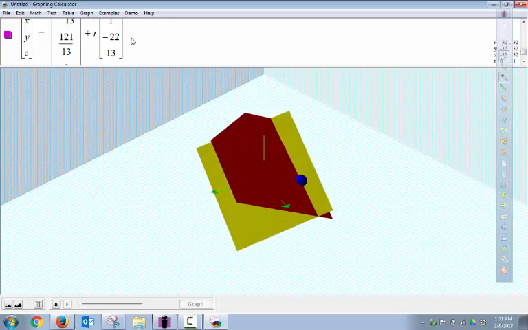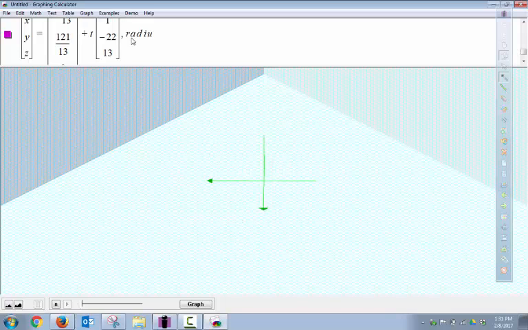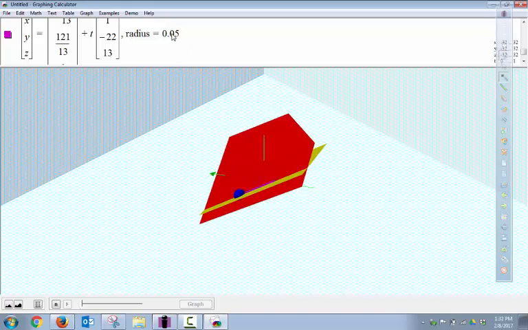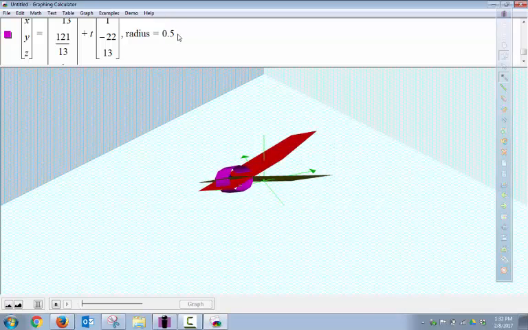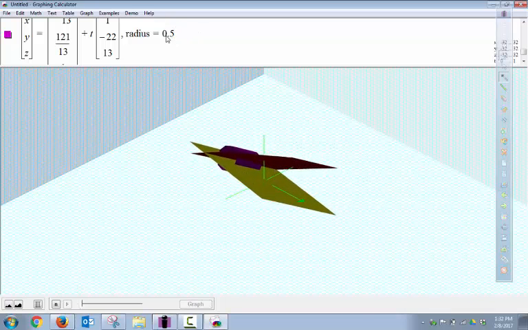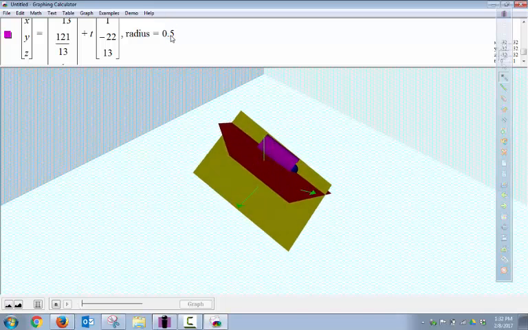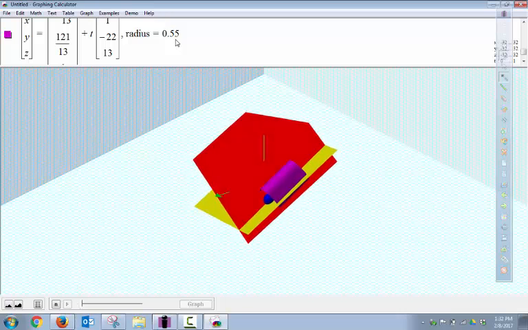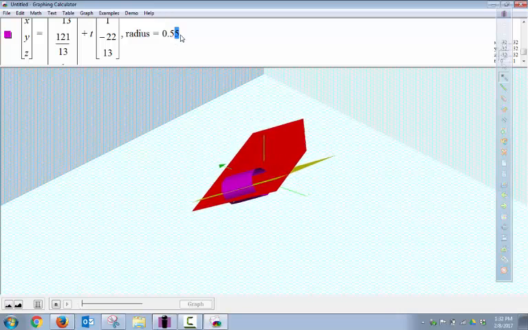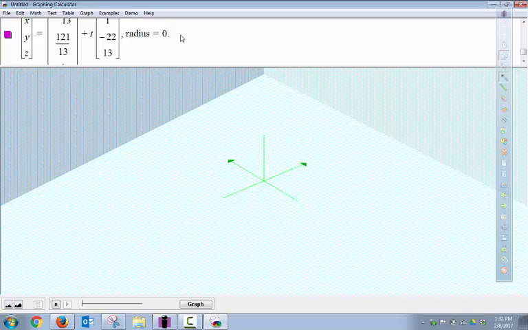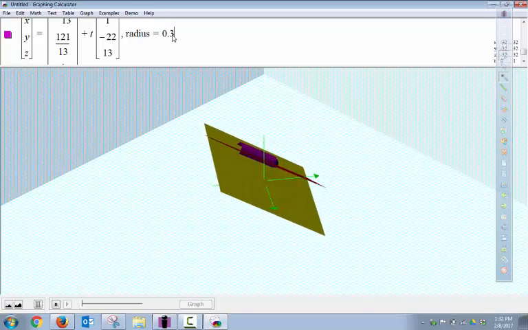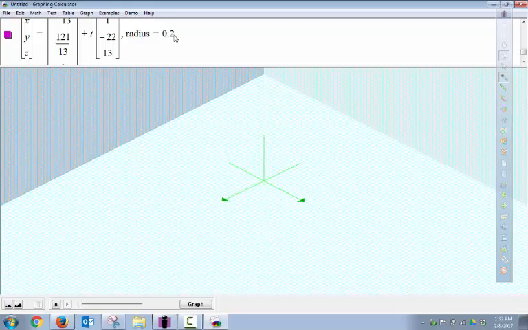Can't see it. Let's make it thicker. Let's make it thicker. Well, that's a little thick. Wow. 3. Two.